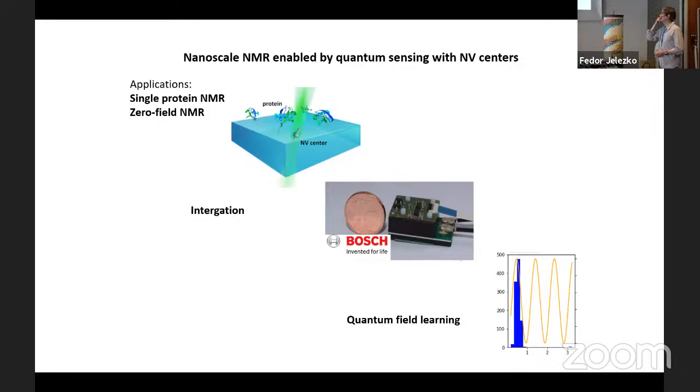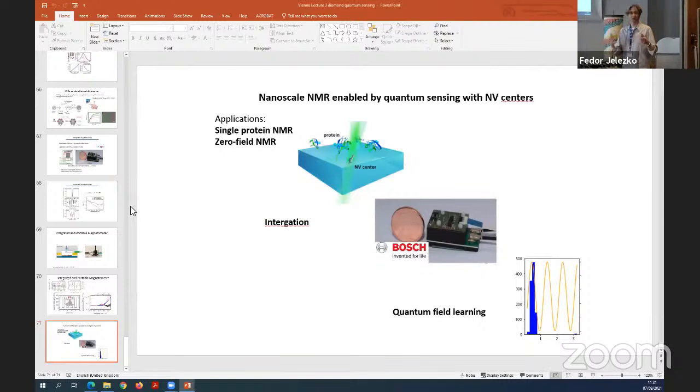So integration and advanced signal processing is another important avenue of research in this field, and they can be combined. Maybe at some point these nanoscale NMR devices can also be introduced as compact and user-friendly techniques that will be available not only to physicists in the lab, but to scientists in other fields, biology and chemistry. And I think that's what needs to come in the near future.